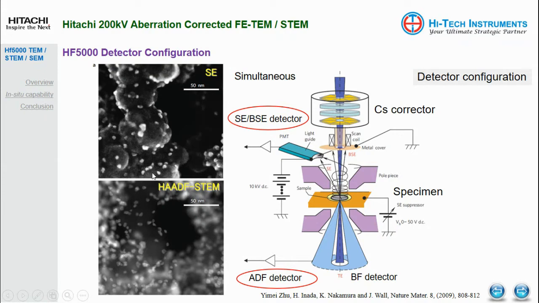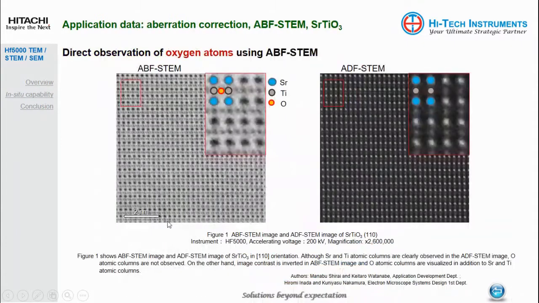So you see that for the same area, same location, the SE imaging and the ADF STEM imaging, dark field imaging, show you different information from your sample. And the next one, you can also do direct observation of oxygen atoms, which is very significant. You observe oxygen atoms using your bright field STEM detector. Dark field STEM you can't observe them, but for this one, when you enlarge it, you can see the oxygen atoms here. These are all atoms.